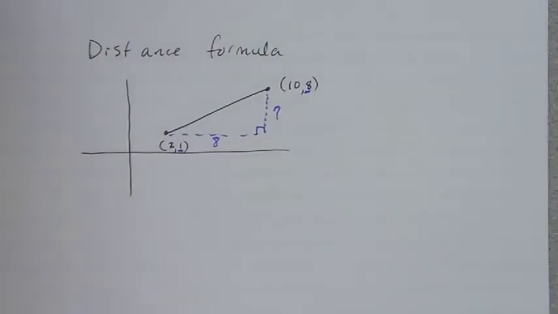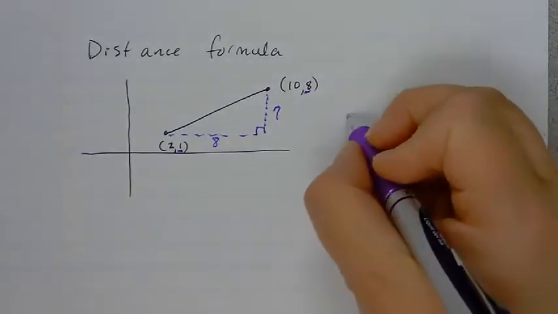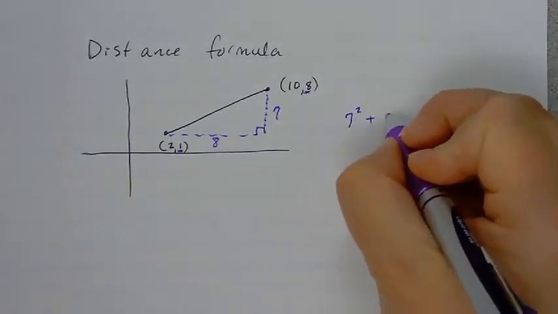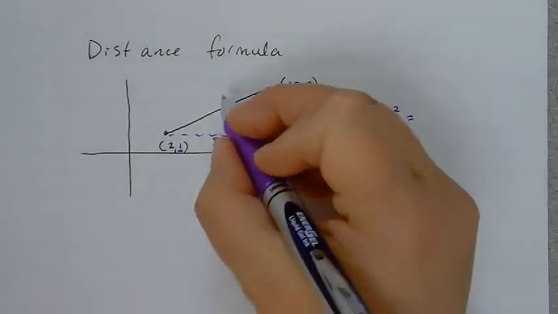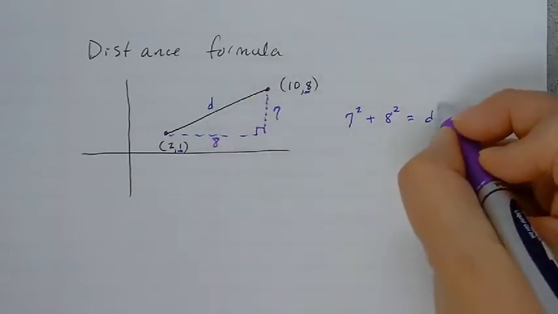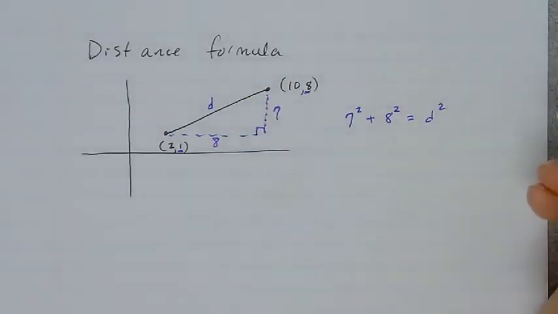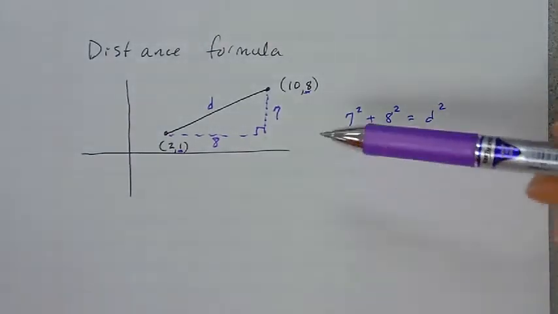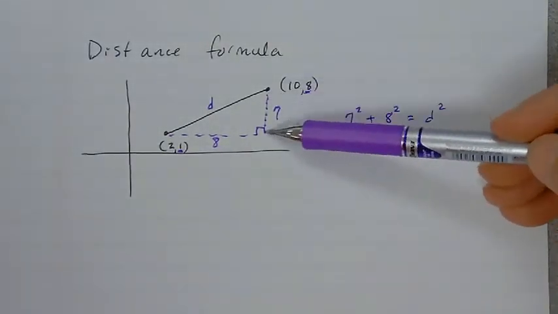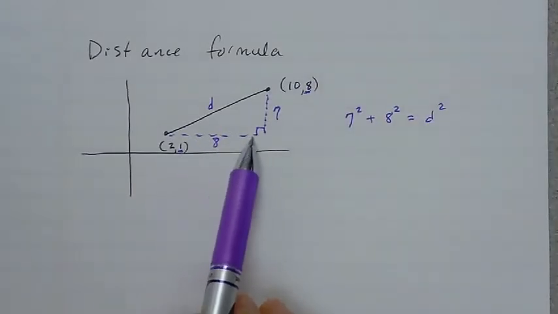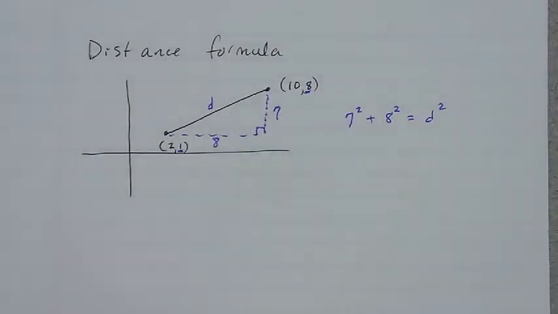So if I knew two sides of the right triangle, to find that third side, I would take 7 squared plus 8 squared, and that would tell me this distance right here, d squared. So what we've done is we've found the distance from here to here and the distance from here to here.